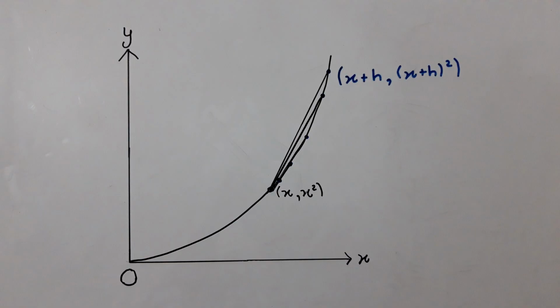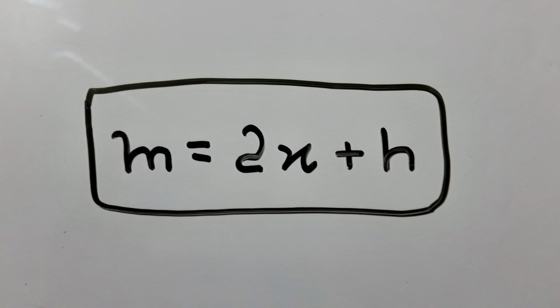Hence, if we calculate the gradient of the secant between these 2 points, we are basically calculating the gradient of the tangent of this point itself, because they are infinitely close. But how do we do that, you may ask? That's where the secant gradient equation comes in.